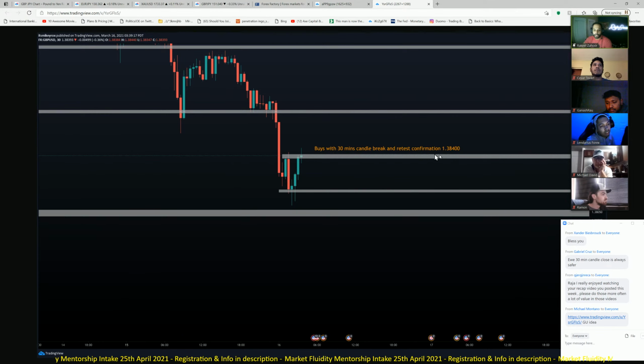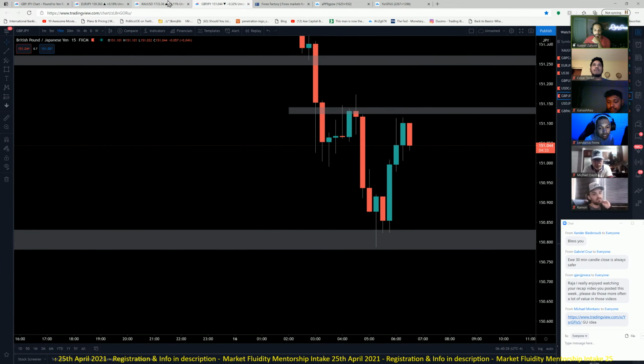Buys with 30-minute candle, break and retest confirmation. Okay, break and retest confirmation. Like a bullish close here to go up. I think that will look good. But for that, we'll have to see the US dollar get weak.